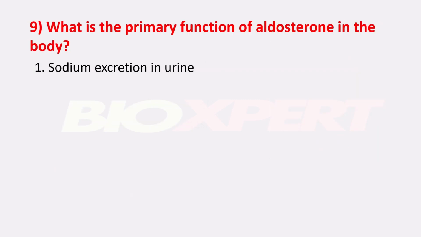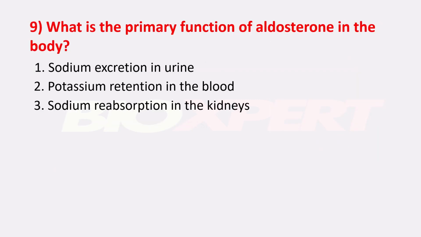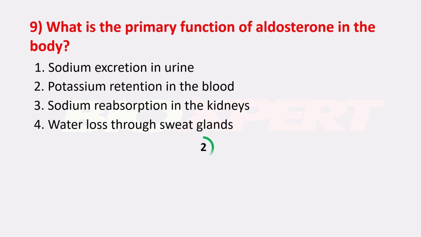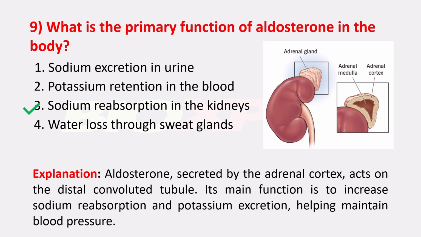What is the primary function of aldosterone in the body? Sodium reabsorption in the kidneys. Aldosterone secreted by the adrenal cortex acts on the distal convoluted tubule. Its main function is to increase sodium reabsorption and potassium excretion, helping maintain blood pressure.